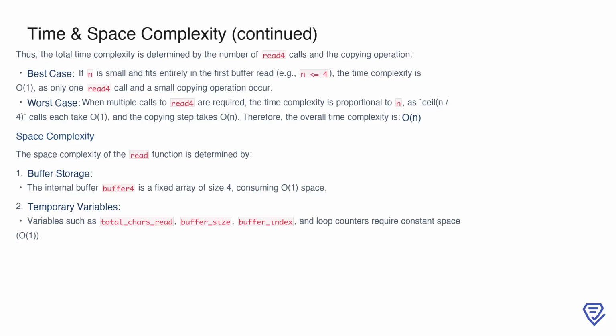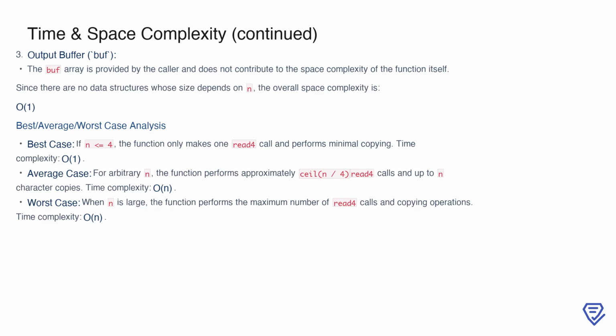Moving on to space complexity, we observe that it is influenced by the internal buffer and temporary variables. The internal buffer, buffer4, is a fixed array of size 4, contributing O(1) to the space complexity. Similarly, temporary variables like total_chars_read, buffer_size, and buffer_index also use constant space. Importantly, the output buffer buff does not count toward the space complexity of the function since it is provided by the caller. With no additional data structures that grow with n, the overall space complexity is O(1).